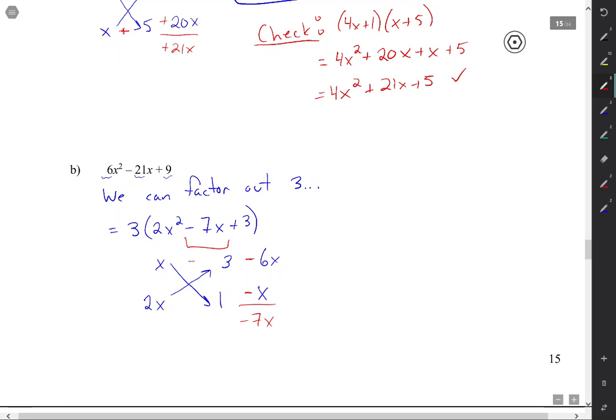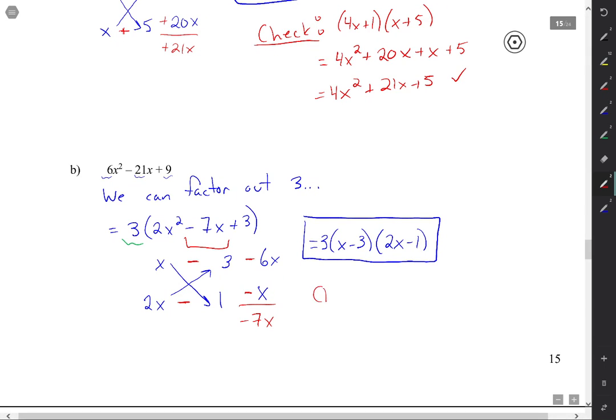So then we know that a negative sign goes on the top here, and a negative sign goes on the bottom here. So our final answer is going to be x minus 3 times 2x minus 1, and don't forget about that 3 out front. So our final answer is actually 3 times x minus 3 times 2x minus 1.